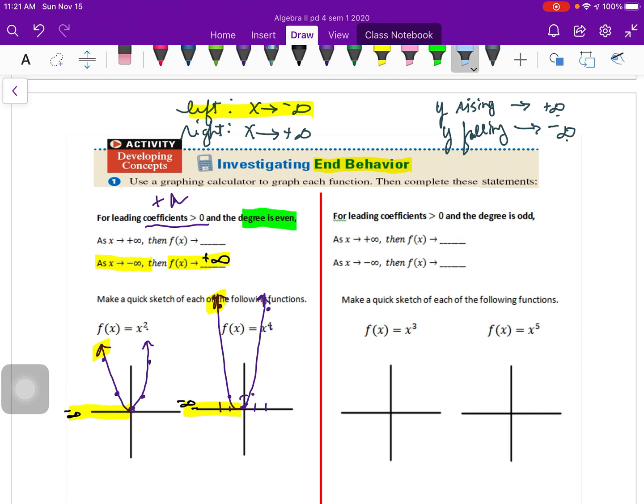Now let's look at the right side of the graph, which is as x goes to positive infinity. So this is the right side of the graph. What is happening to these y's? They go up. So y's go to positive infinity.